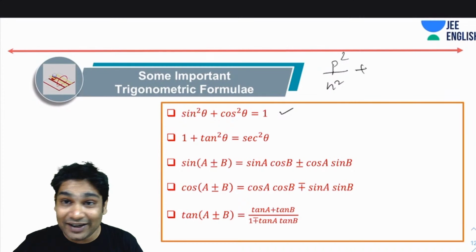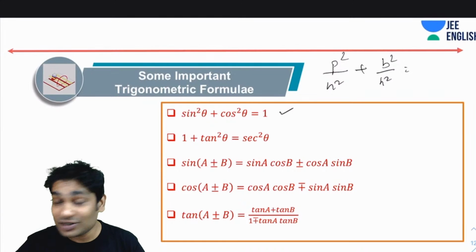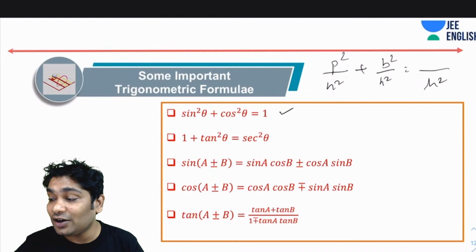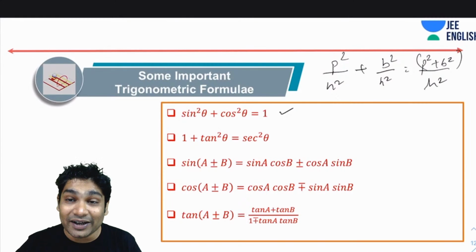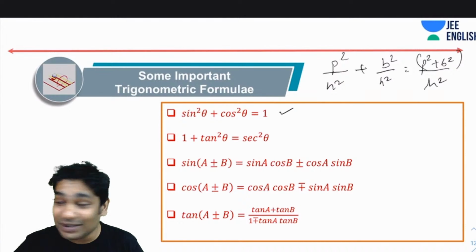Plus how is cos defined? It is defined as base over hypotenuse, right? So b square over h square. When you sum this up, you get h square in the denominator and p square plus b square, which is perpendicular square plus base square, in the numerator. And you know from Pythagoras theorem that this perpendicular square plus base square is nothing but h square.